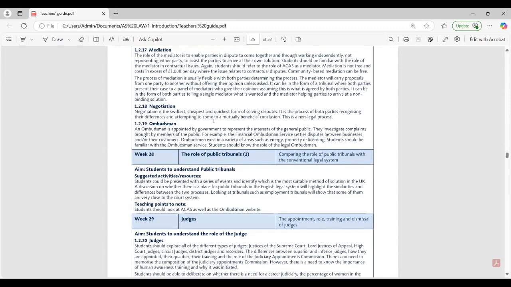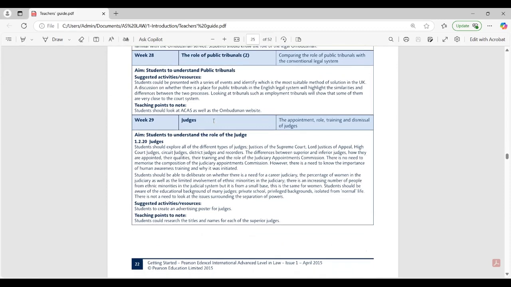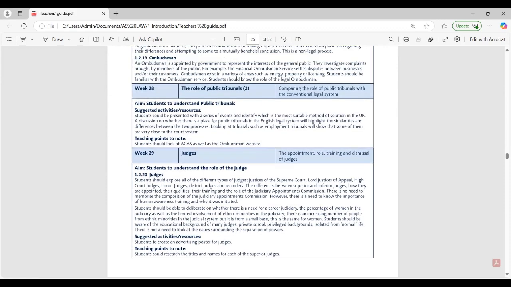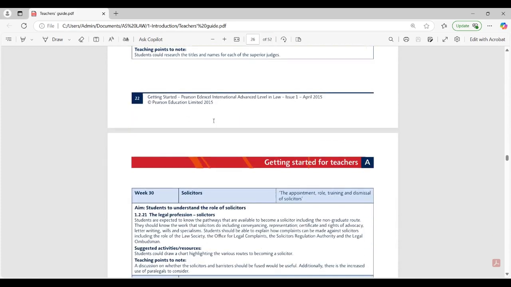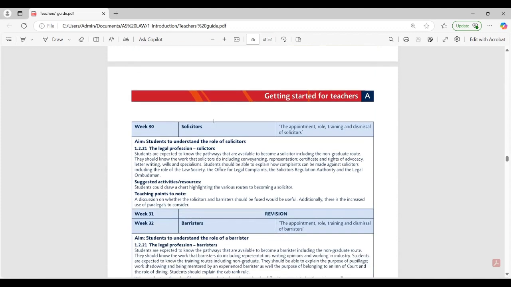And thereafter we have the role of judges. You should know who the different types of judges are in the court hierarchy, both civil and criminal court hierarchy in the UK, how the judges are appointed, what qualifications are required, and what training is given to them. That will be discussed under the lesson on judges.